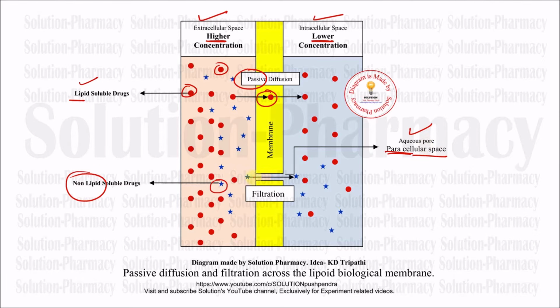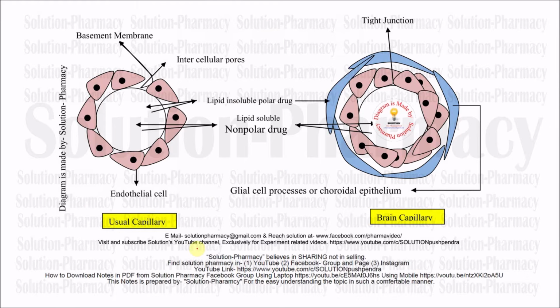And this is simply explained by the filtration process. This filtration process is applicable for water soluble drugs. As we have seen in the whiteboard section, the filtration process allows only those molecules which are smaller in size compared to the pore size of the membrane. As you have seen in this diagram, we have completed passive diffusion and filtration of drug molecules across the biological membrane. Now coming to the next slide, this slide represents the different types of capillary barrier.